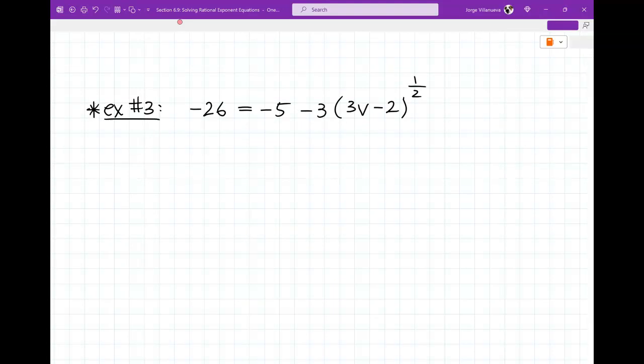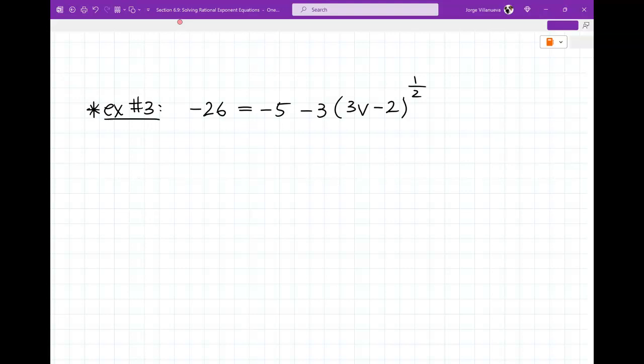Our goal here is to get that (3v minus 2) to the 1/2 by itself, because that's the one that has the fractional power. So I want to get that 3v minus 2 all by itself. That means I'm going to have to move that negative 5 to the left side. Then that negative 3 that's multiplying that parenthesis, I'm going to have to divide it out. So I got a couple steps to do before I get that parenthesis all by itself.